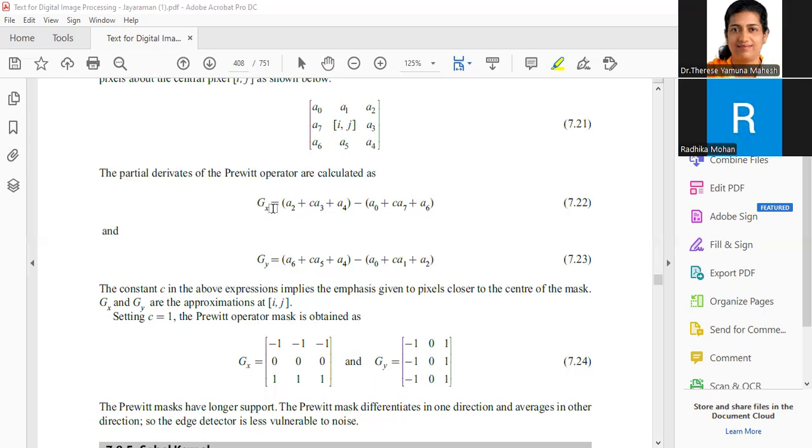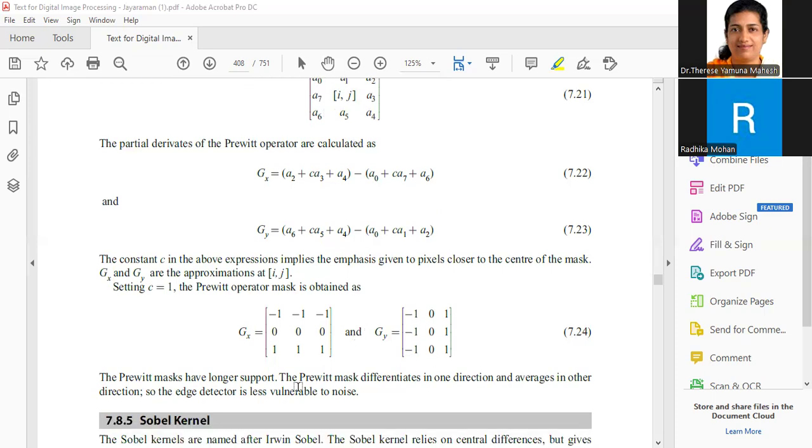And gy will be column wise. So column wise will be a2, a3, a4 positive, minus a0, a7, a6.